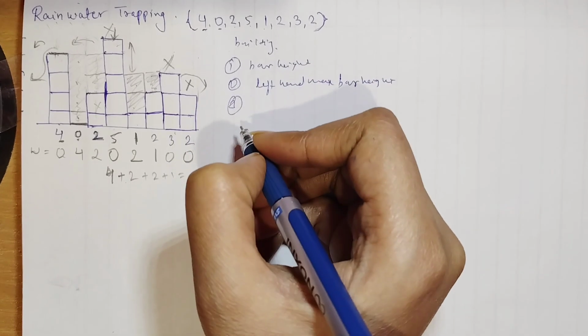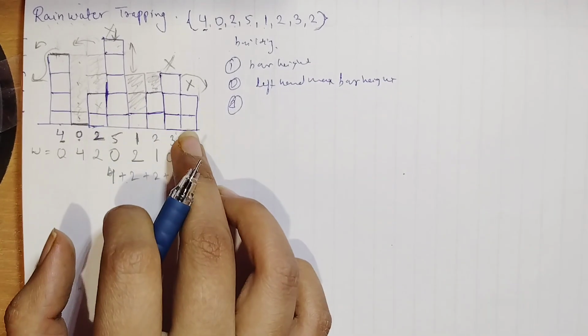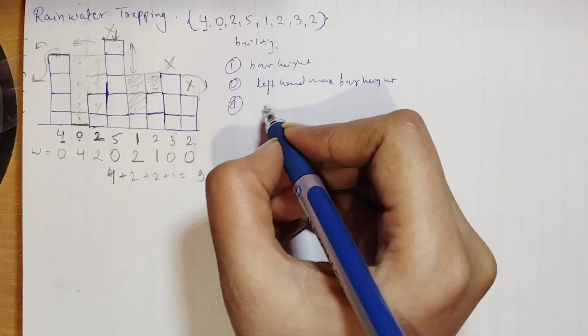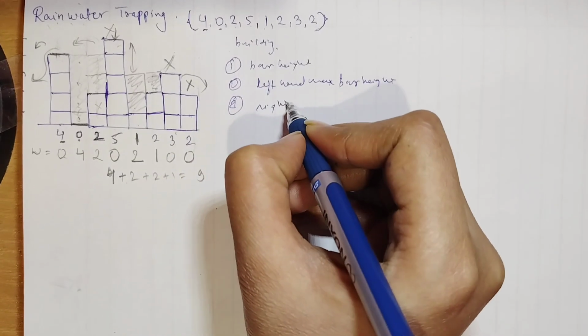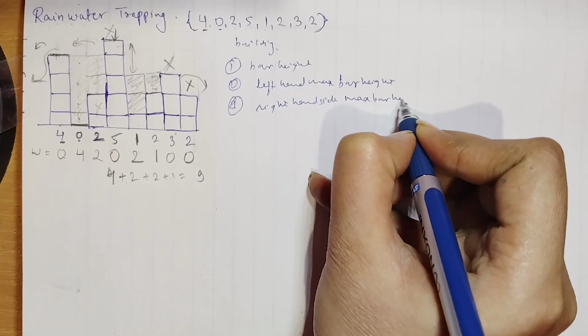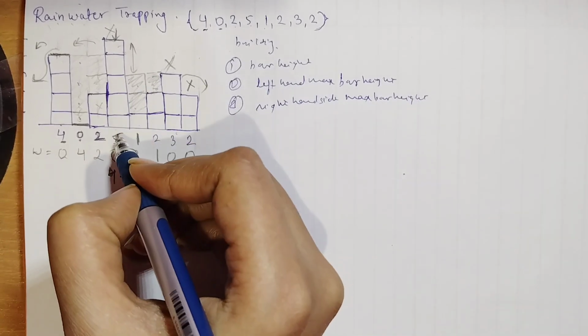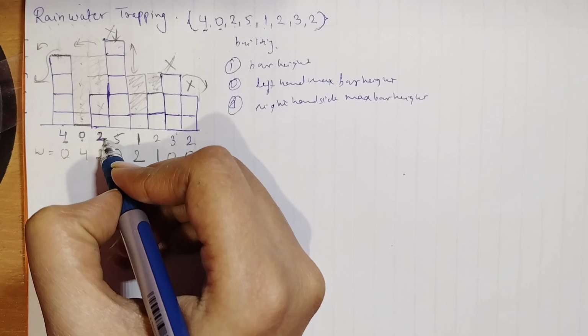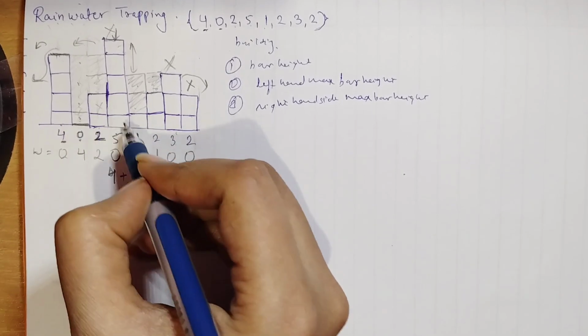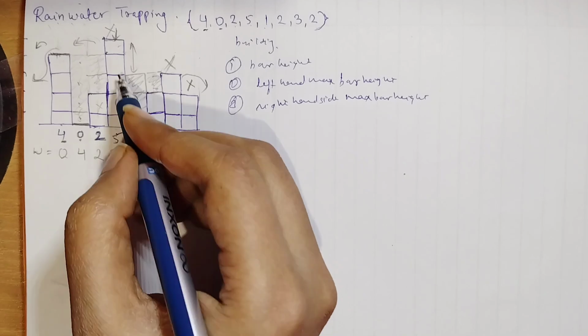And the third thing which we will need is, on the right hand side, which bar height is more than our current bar height. On the right hand side, we need the maximum bar height, and which is 5. When I take this example 2, on the left hand which is more than 2, that is 4, and on the right hand side that is 5.